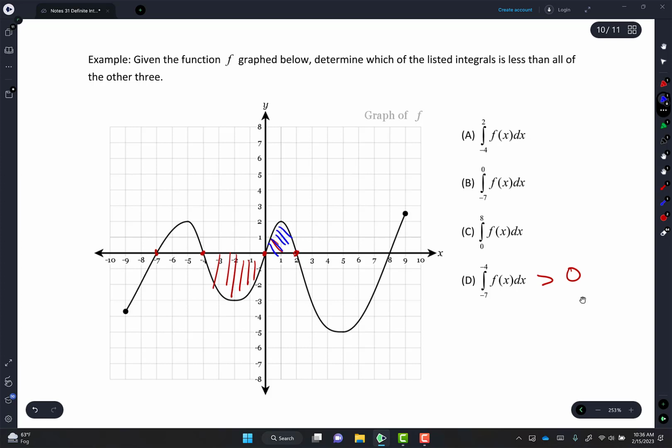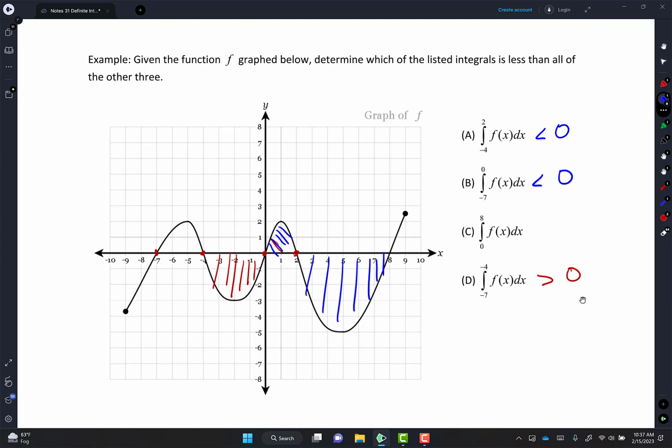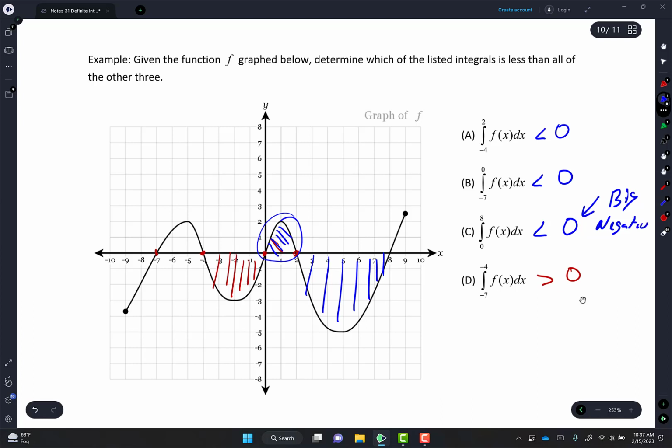So looking at letter A, I know that letter A is negative. Between negative 7 and 0, there's still more negative, so that one's also negative because it looks like there's more below than above, correct? And between 0 and 8, there's definitely way more negative than this little part that's positive. So this is definitely a big negative number. I think they want me to get the smallest one, so the smallest one is the one that is a big negative number.